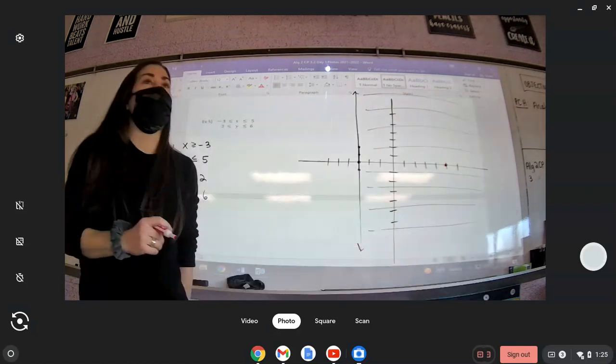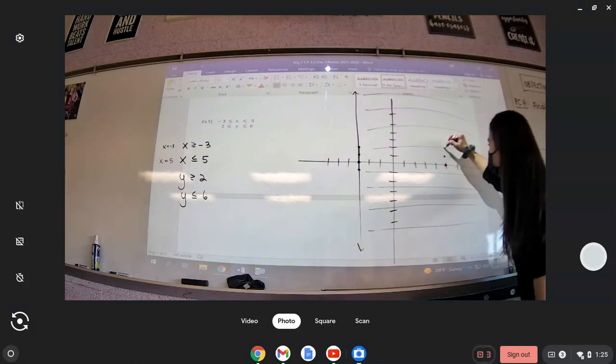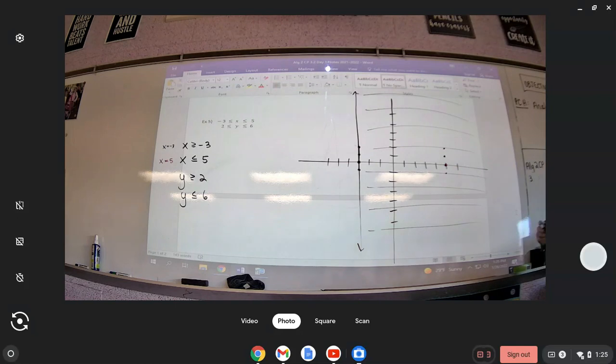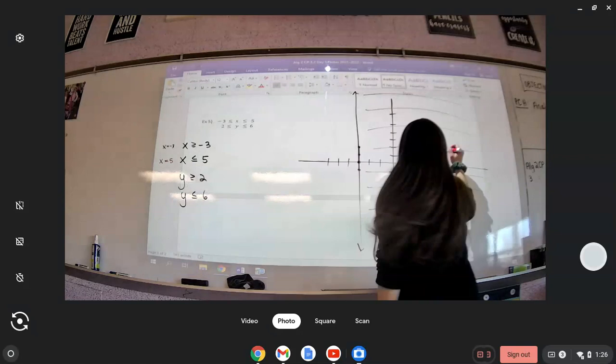Draw me another dot that has an x equal to 5. He does. Again, what kind of line is being formed when x is always 5? Vertical. Solid or dashed? Solid.